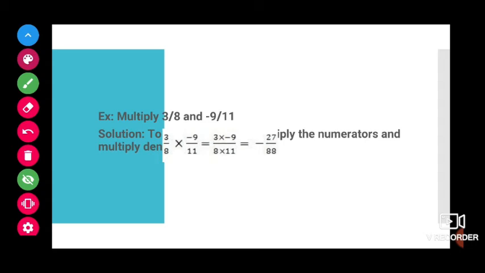If we see here, first multiply both the numerators, that is 3 into minus 9, and the denominators 8 into 11. Answer is 3 nines are 27, by 8 elevens are 88. If you see here, the negative is there for minus 9. So the negative will come in the answer, that is minus 27 by 88.